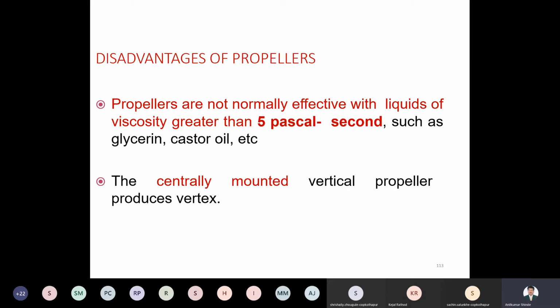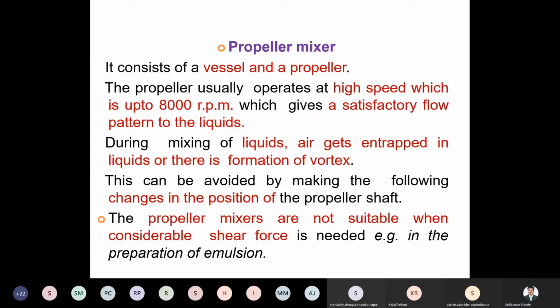Then, centrally mounted is a vertical arrangement. These propellers are generally centrally mounted in the vessel, producing a vortex type of mixing. So the propeller type of mixer consists of the vessel and the propeller. The vessel is already there. The highest speed of the propeller is 8,000 rpm, so within 1 minute it can rotate 8,000 times. So we can give a satisfactory flow pattern.